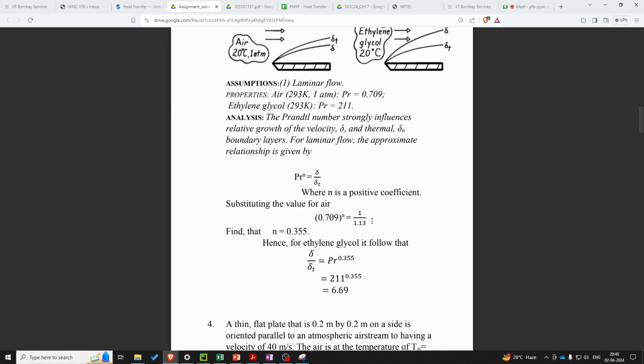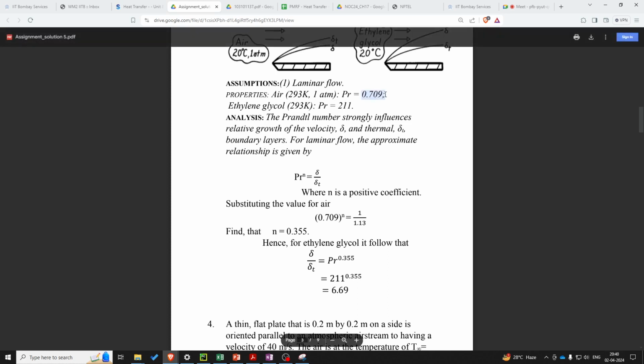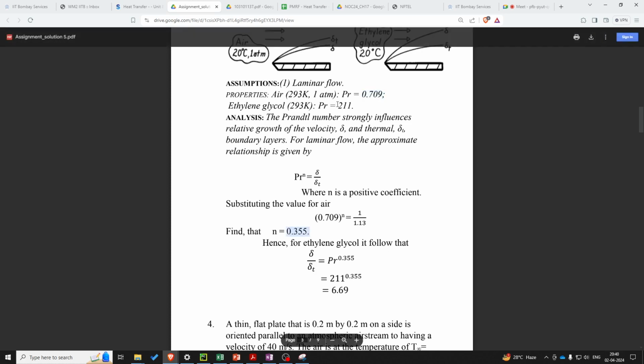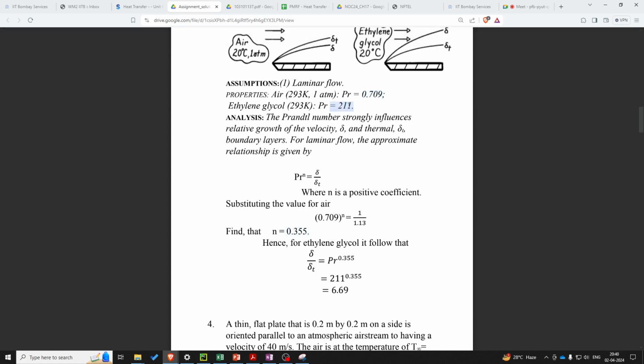and then find the value at different values of Prandtl number. If the Prandtl number value was 0.709, then using that information, you can find the value of n is 0.355. And then for the other fluid, that is ethylene glycol, the Prandtl number is 211, and for that you can find that. These solutions are available to you, correct? All those solutions.